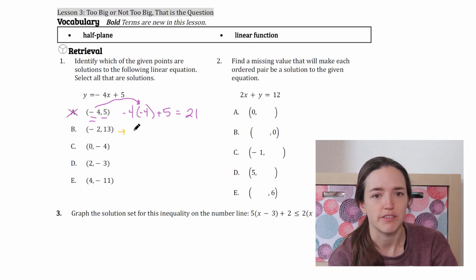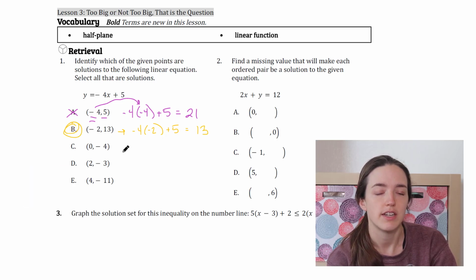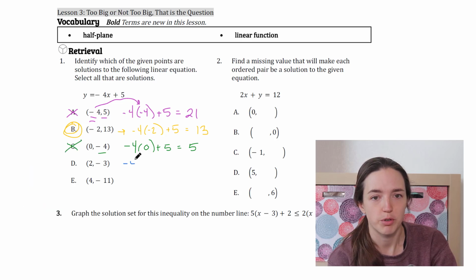Okay, how about -2? I've got -4 times -2 plus 5. Okay, -4 times -2 is +8. Plus 5, that's 13. Okay, that worked. Great, B is a solution. Next, -4 times 0 plus 5. Well, times 0, that just goes away. Plus 5, I get 5. Didn't work.